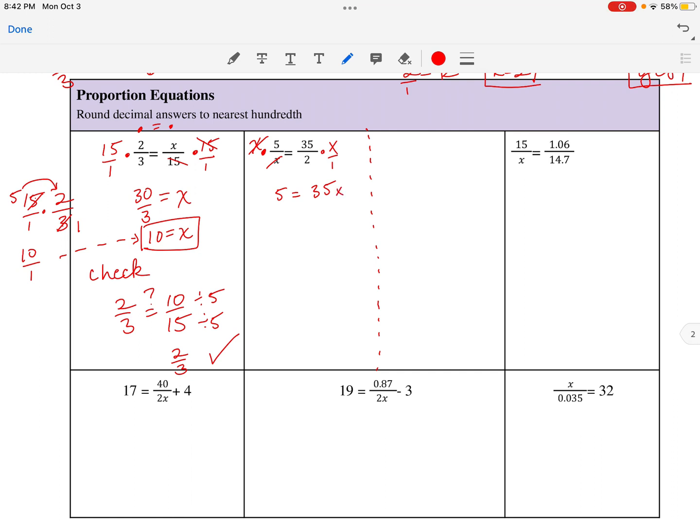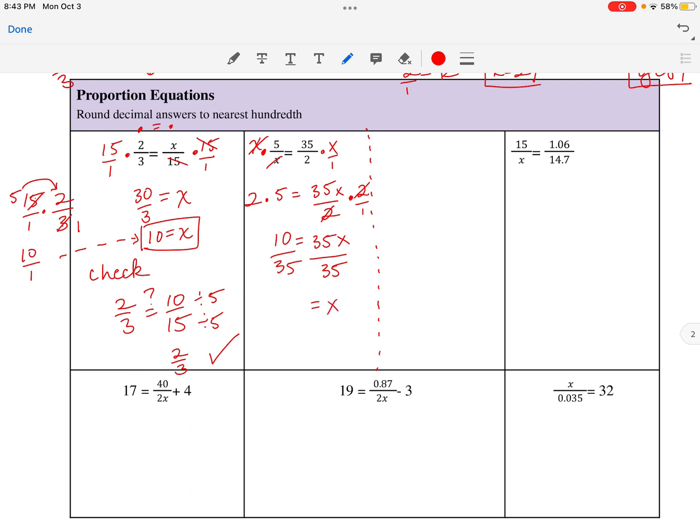I just made it x over 1. 35 times x divided by 2. And then I can multiply. I'm trying to get the x by itself, so I'm going to first get rid of that 2. I'm going to multiply both sides by 2. In this case, 2 over 1. The 2's will cancel. This side becomes 10, and I get 35x on this side. And then my last step will be to divide both sides by 35.